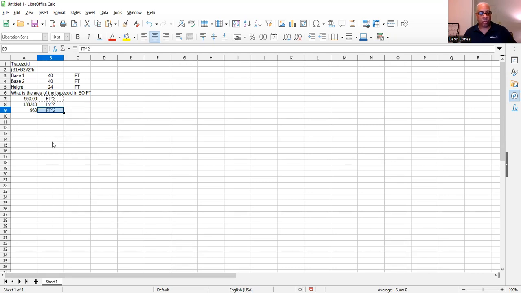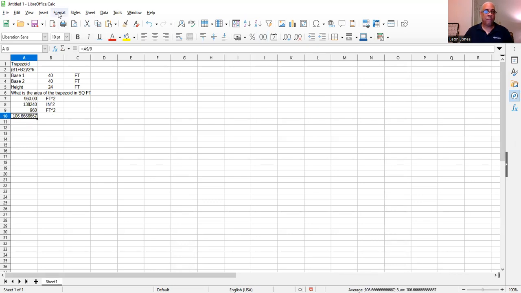Always make sure your units are consistent. Now we want square yards. So you're going to take 960 square feet and we're going to divide by 9.